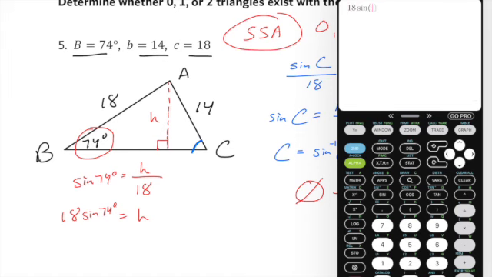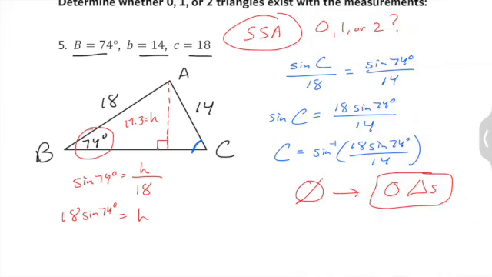18 times sine of 74 is 17.30. So this height, this altitude, was about 17.3. This is the way some people will go about doing the problem. They'll say, look, I just found this measurement is 17.3. This is 18. This side that's 14 is too short. It needs to be at least 17.3 to reach the other side. So this 14 is too short. It could never touch this side, and that's what's giving you 0 triangles.